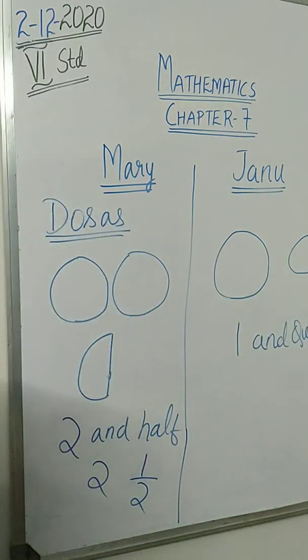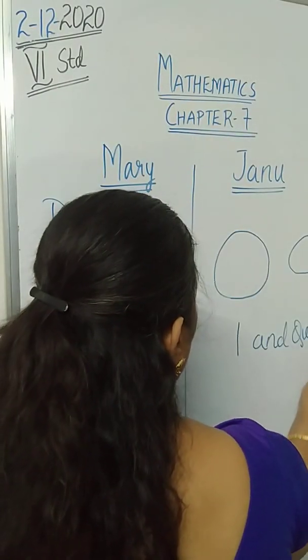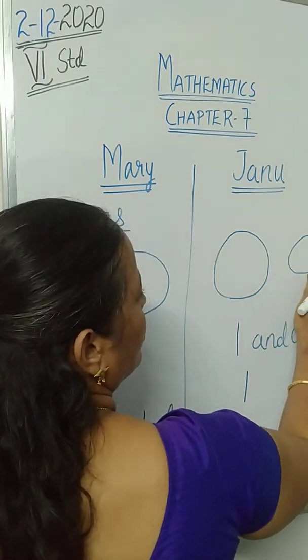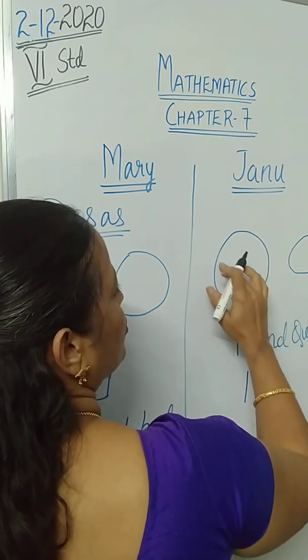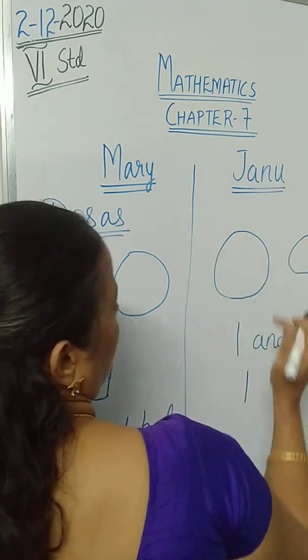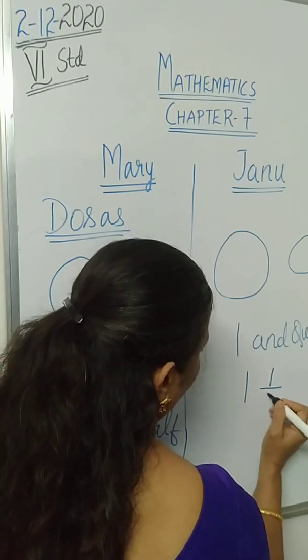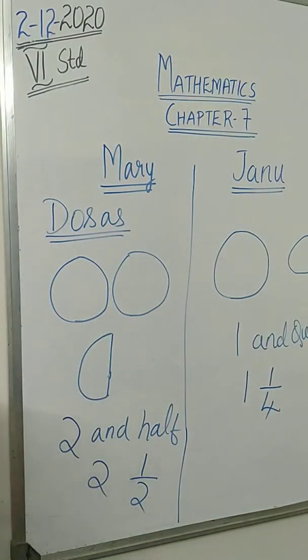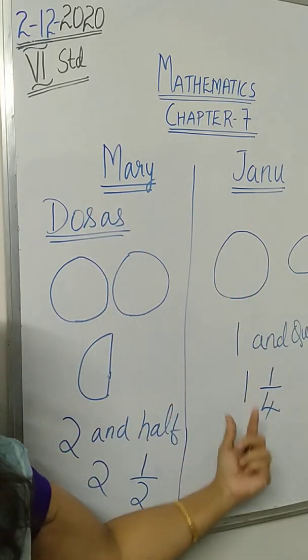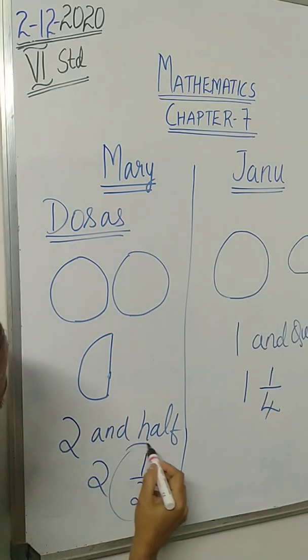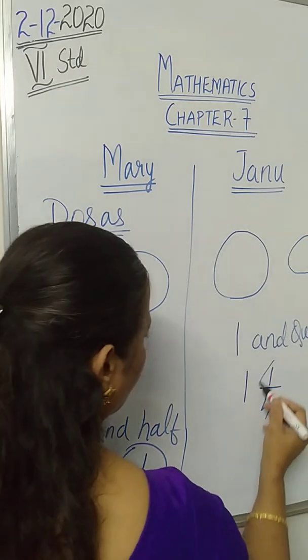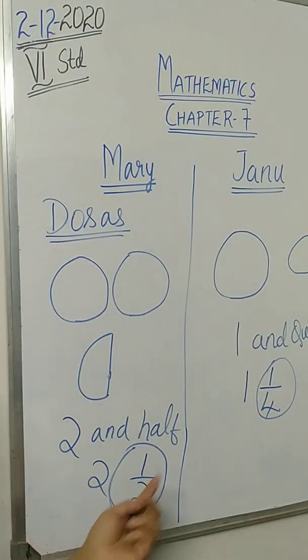How do you represent quarter? It is one piece of the dosa, that is, if a dosa is made into 4 equal parts, one part of it is taken. So it is 1 by 4. Yes? So Mary had 2.5, Janu had 1 and a quarter. Now what does this 1 by 2 or 1 by 4 mean? These are the fractions. Yes?